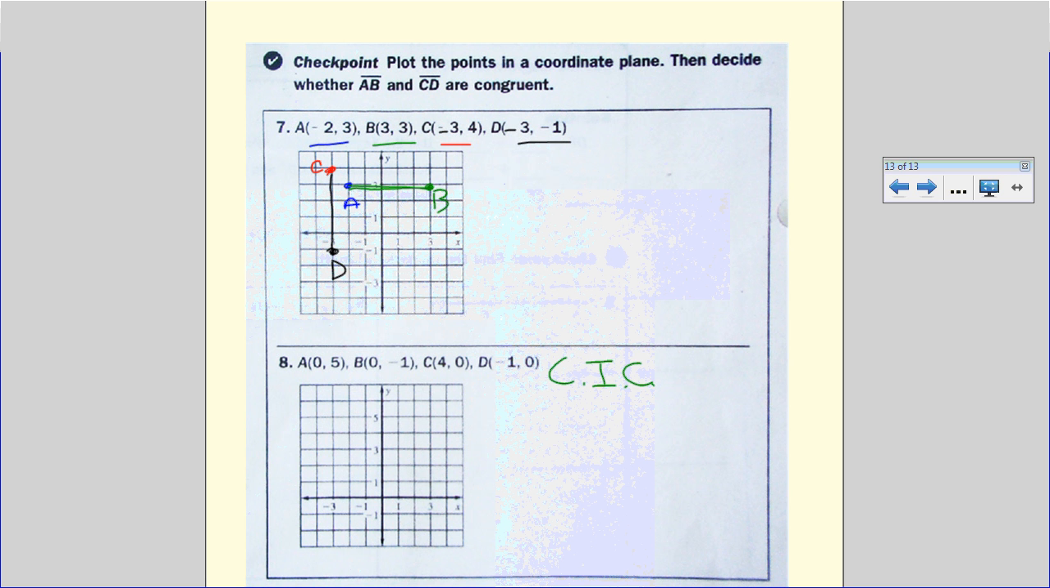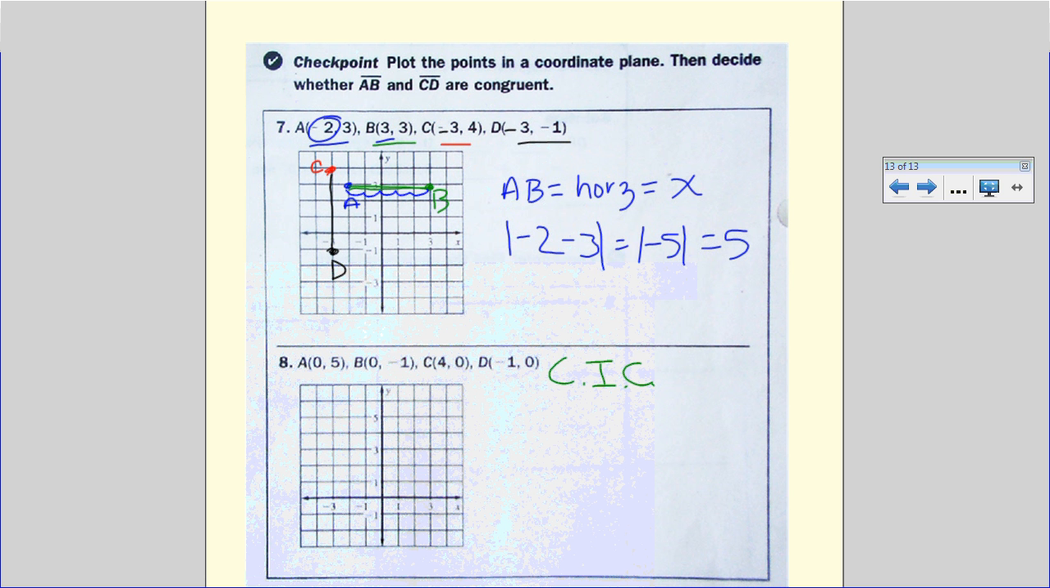When we look at AB, because it's horizontal, we look at the x coordinates. So we're taking the absolute value of negative 2 minus 3, that's going to be negative 5, which is 5 spaces. Now, some of you might have said, Mrs. Wood, I can count 1, 2, 3, 4, 5. Exactly. That's the nice thing about it being visual. If I don't give you graph paper, you have to be able to work with those coordinates.